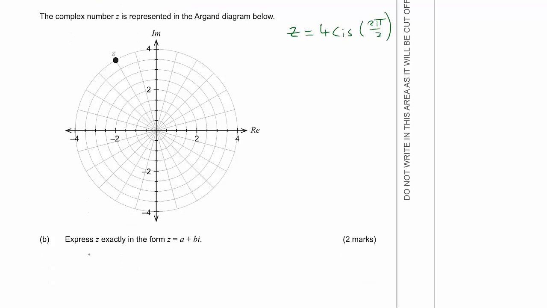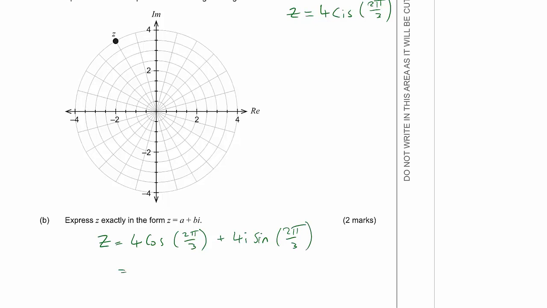Now we're asked to express z exactly in the form a plus ib. So now that I've got it in polar form, I can say, well, that's 4 cos 2 pi by 3 plus 4i sine 2 pi by 3. And the cosine of 2 pi by 3 is negative a half, so we've got negative 2. Sine of 2 pi by 3 is root 3 on 2, so that's going to be plus 2i root 3.